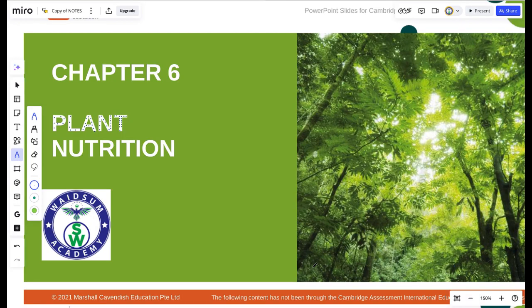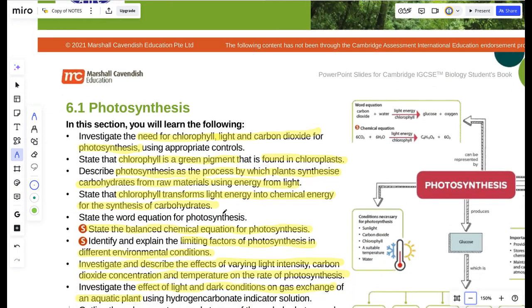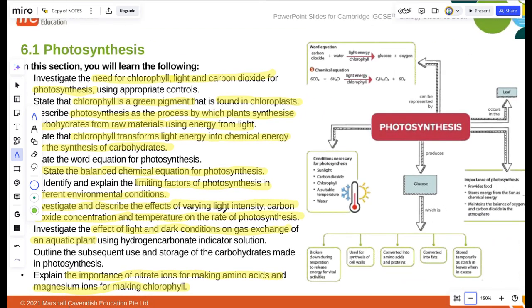The topic of our lesson today is plant nutrition. Without wasting time, let's begin. Today we'll be looking at photosynthesis.